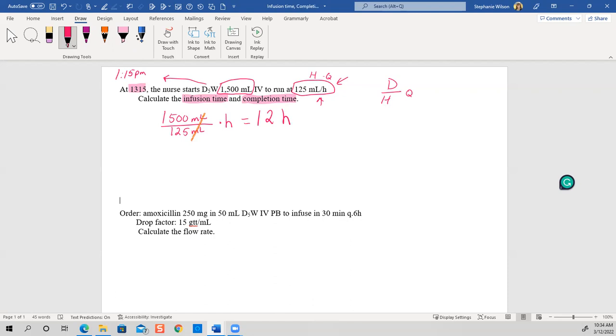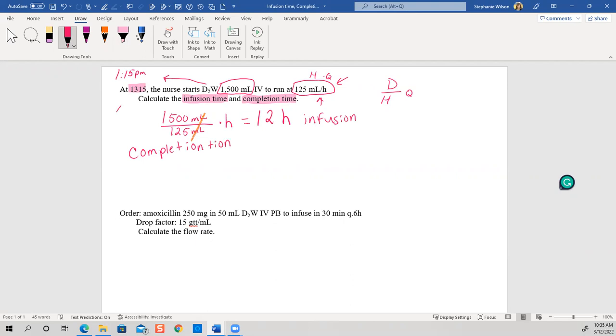Now, remember, sometimes something happens and you have to restart it based upon what's left and however much time you're supposed to infuse for. So you've got to watch for that. However, in this case here, we know we're going to infuse for 12 hours. Now, what does that tell me? I want to know when will it be complete, if and only if nothing interferes with it.